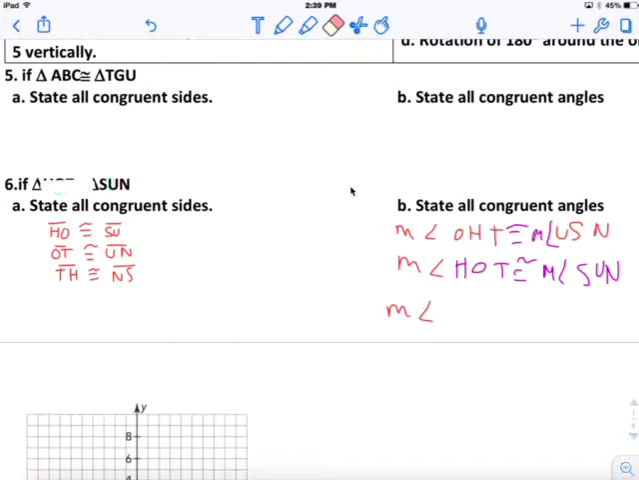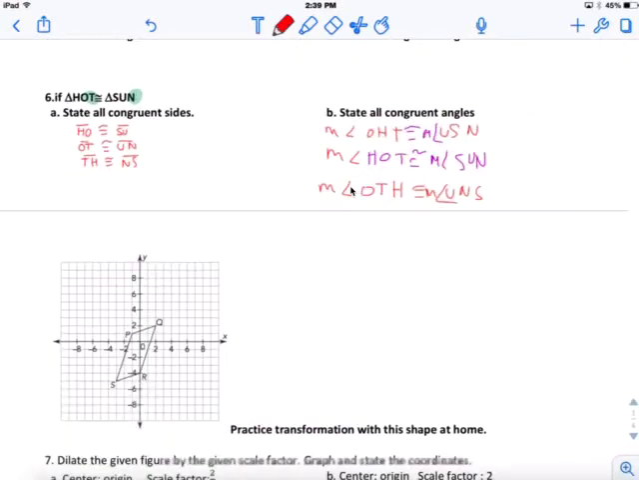Now we need to look at T. T corresponds to N. So T is in the center, which corresponds to N in the center. Measurement of angle T, let's say OTH. OTH, O corresponds to U, UN. Measurement angle. Okay, that's how you do that.